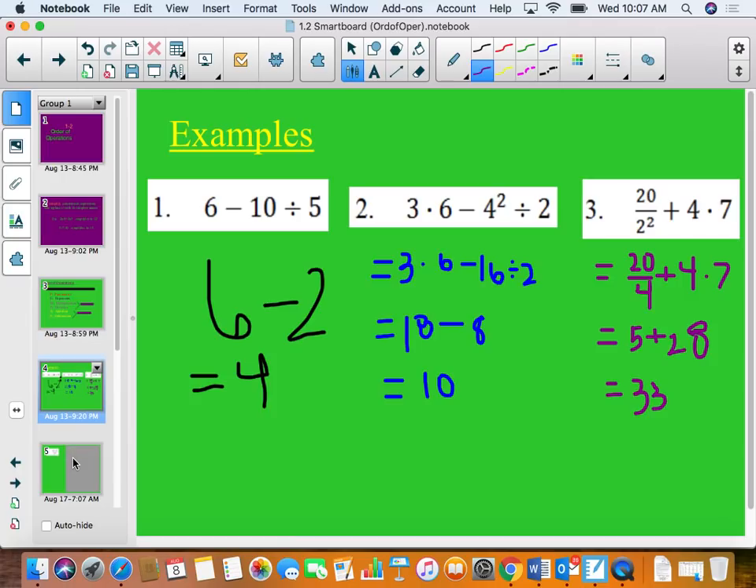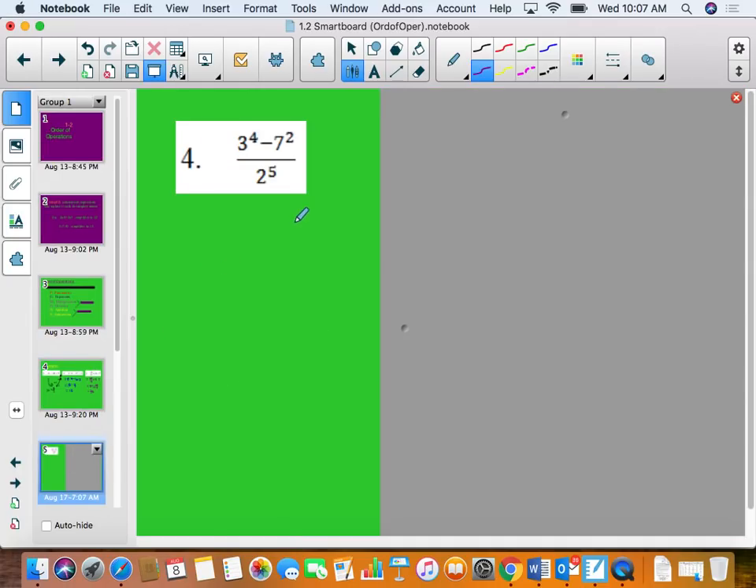Moving on to our next set of examples. Here on this one, I look and I go down my sheet, parentheses. I don't have any parentheses, but I see that I have several exponents here. So I need to evaluate each of those exponents.